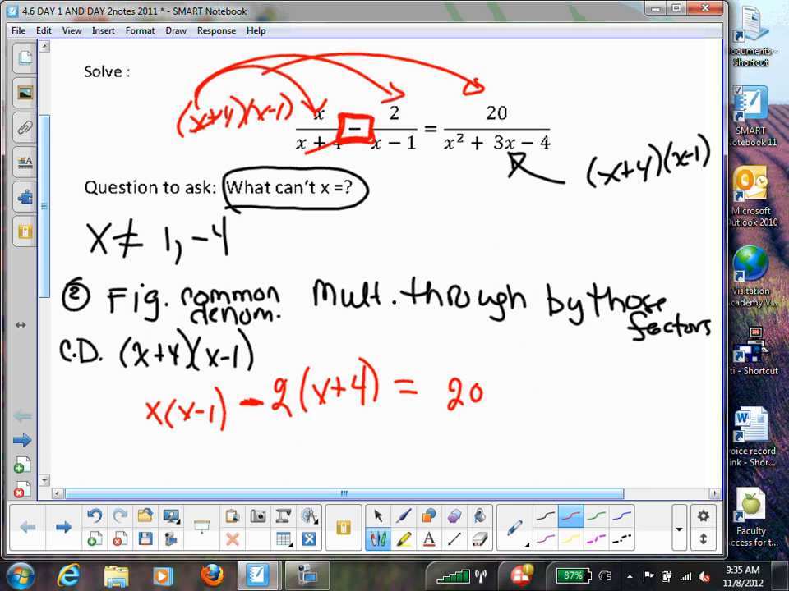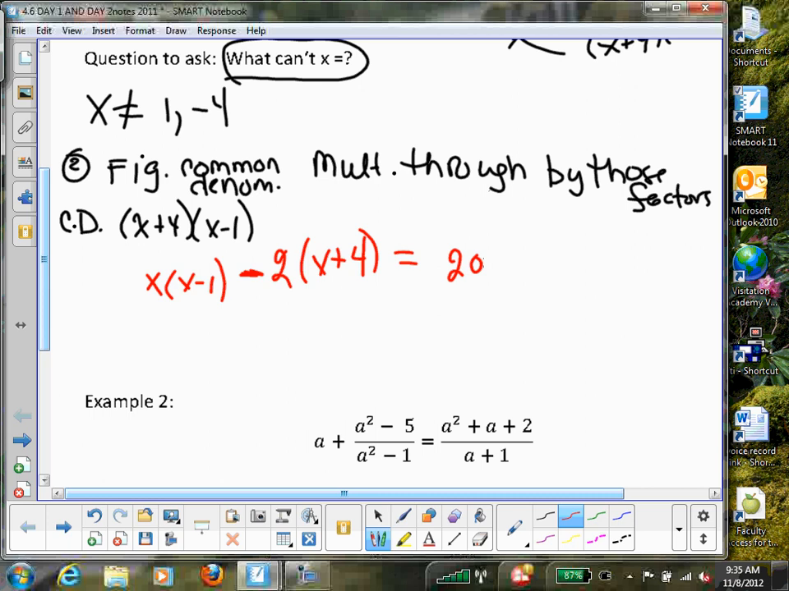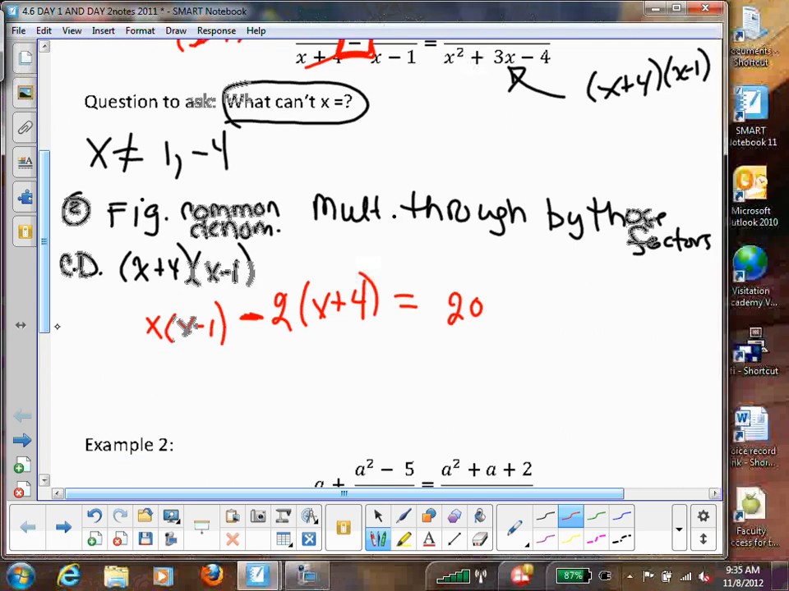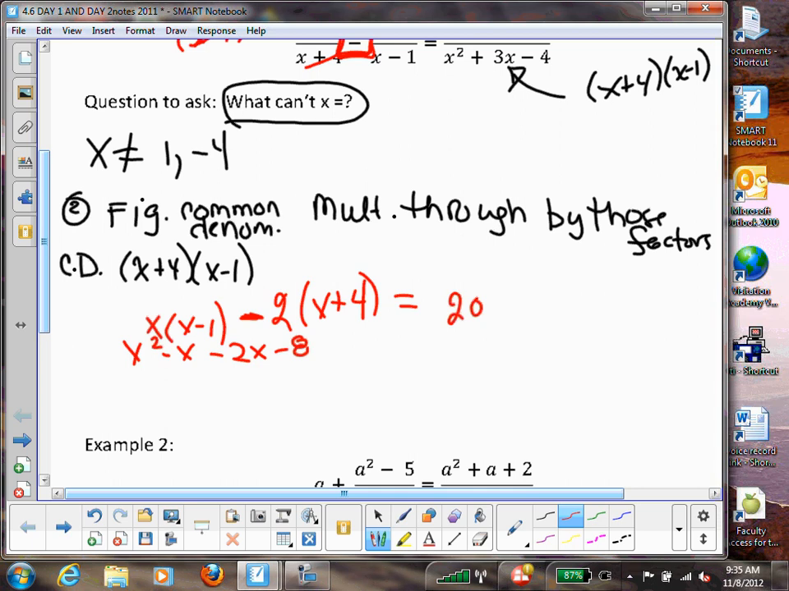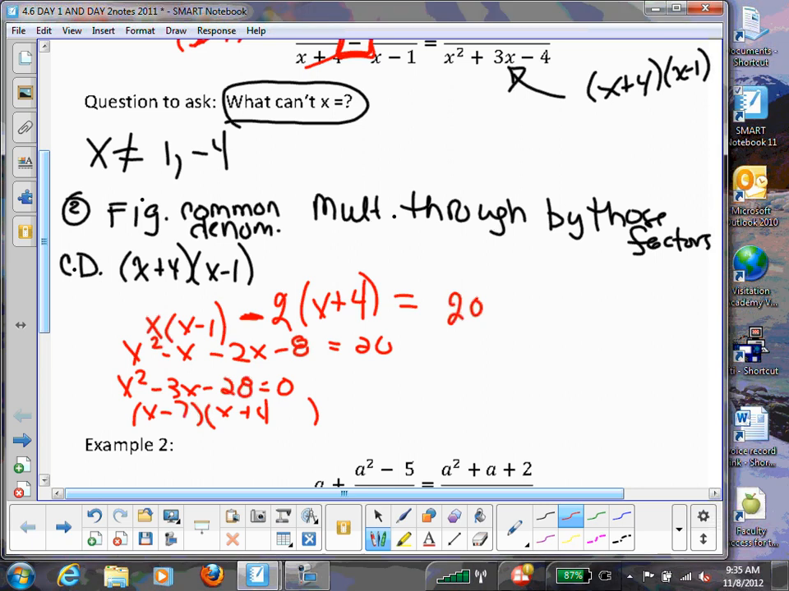So pretty. We can solve this, right? So I'm going to get x squared minus x. Okay, what am I going to get? Minus 8. Invariably, somebody forgets to take that negative 2 to that last term. That equals 20. That means to solve, we have a quadratic. We have x squared minus 3x minus 28 equals 0. We can factor or use the quadratic formula. We get x minus 7 times x plus 4 equals 0.